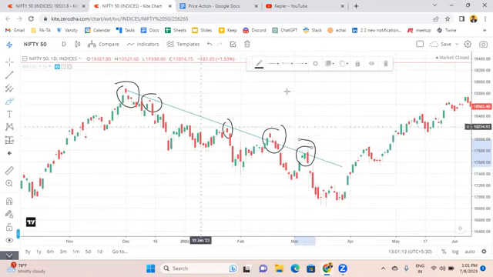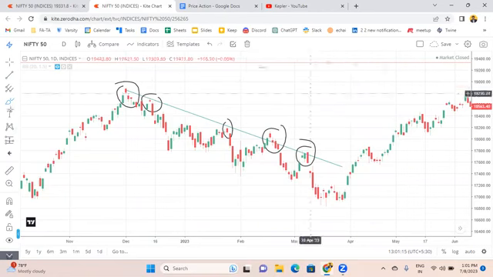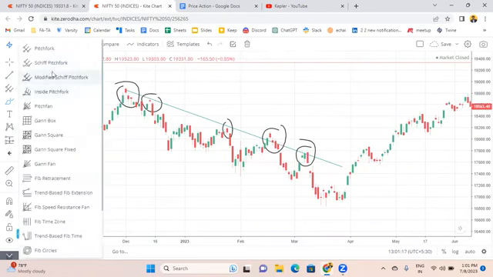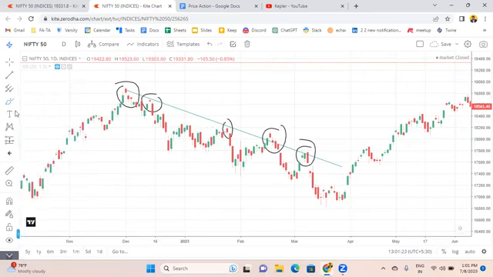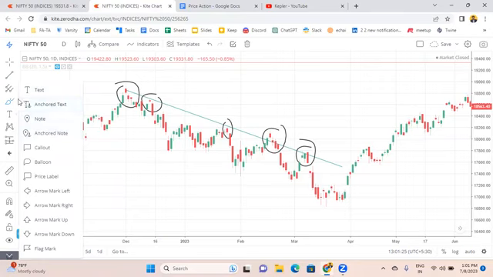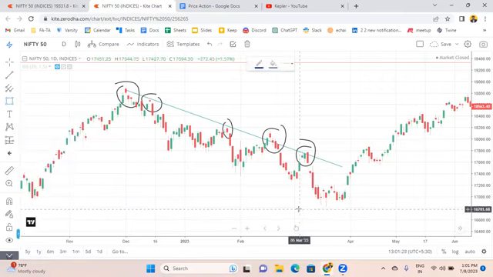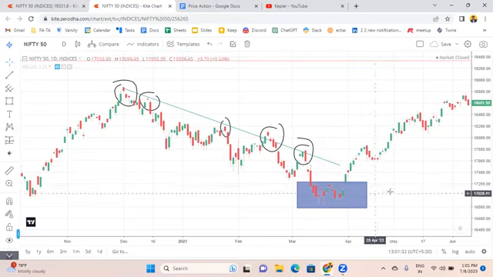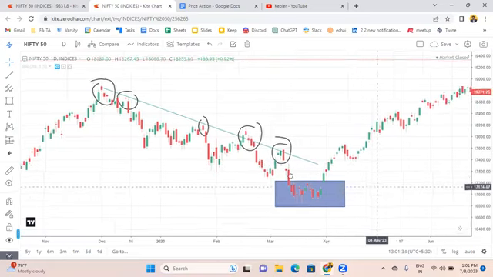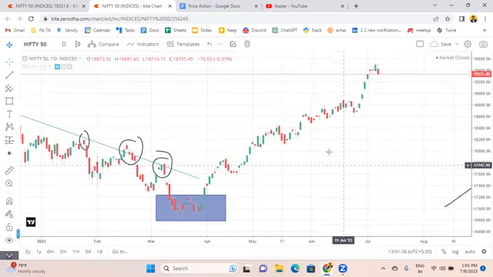This is the indication. So it's important to draw rectangles and all of that. This is the indication where the market then created a new higher low. Therefore, this is a sign of prices getting reversed.